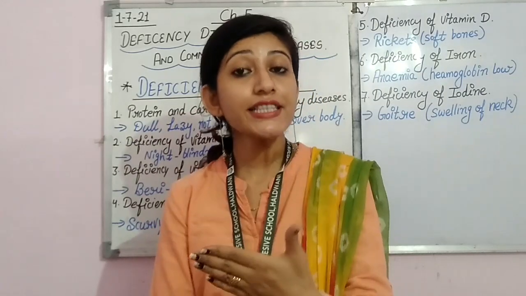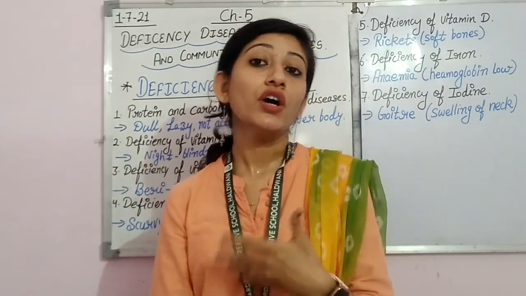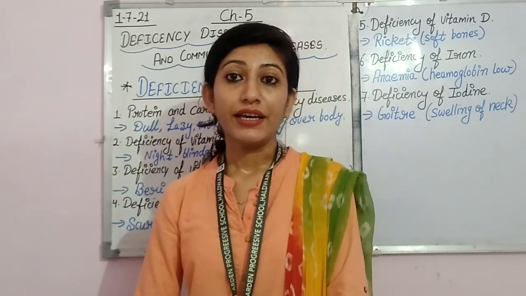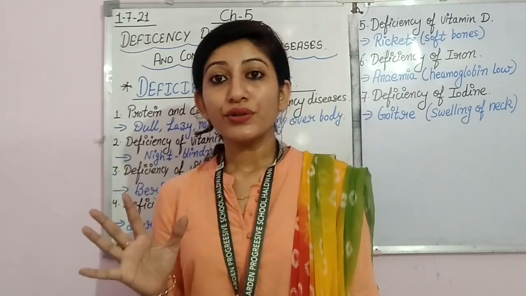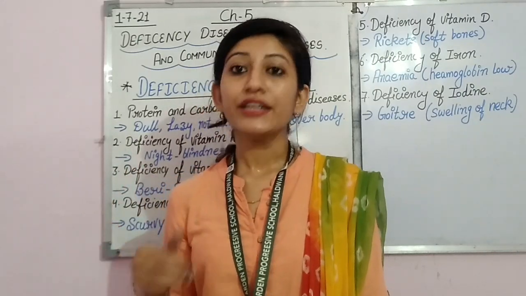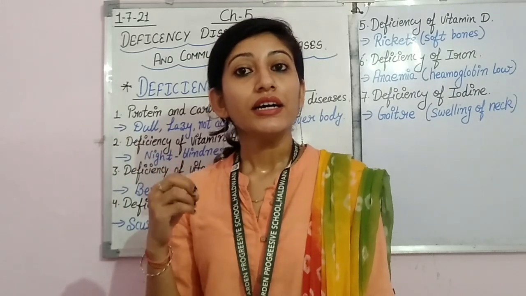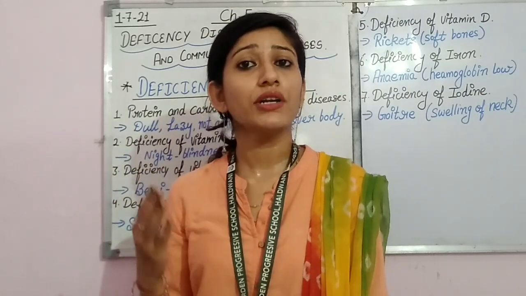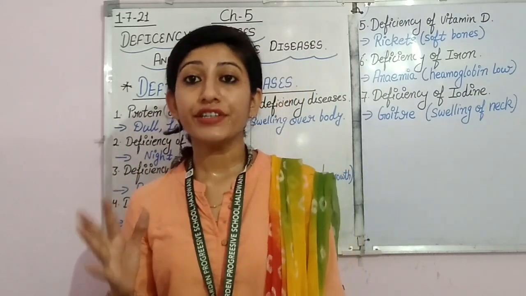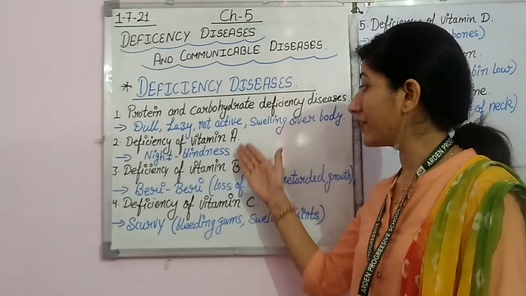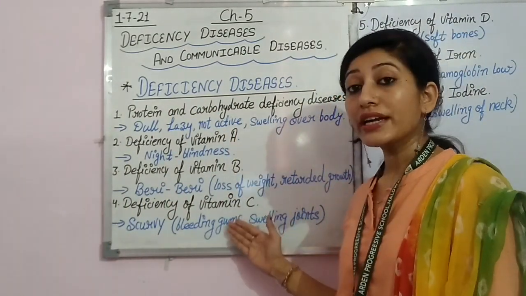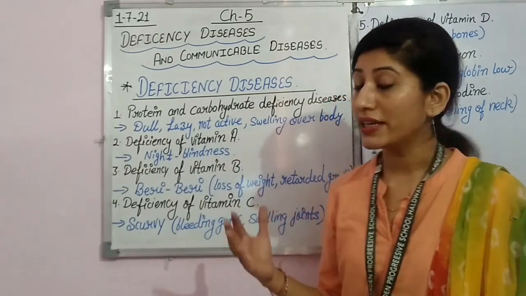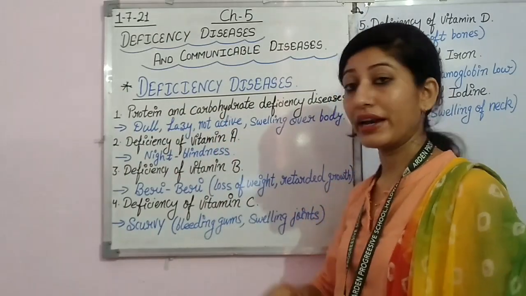मतलब जिस तरीके के न्यूट्रिएंट की कमी होगी उस टाइप की डिजीज होगी. As we know there are different types of nutrients, so when the deficiency occurs in our body, different types of disease also occur. So let's see what they are. First of all, we can see the nutrients which can cause disease if they are not in sufficient amount. These are protein, carbohydrate.